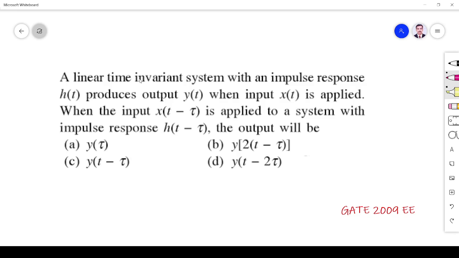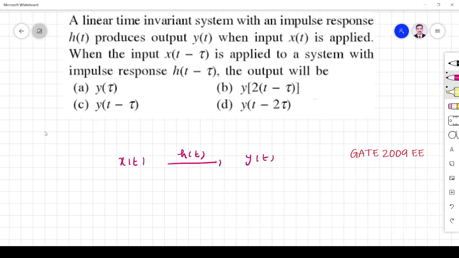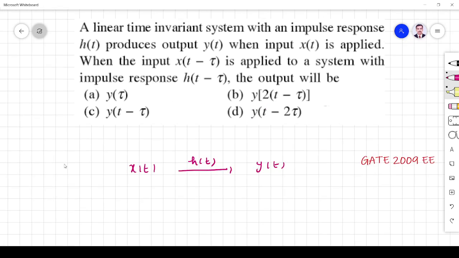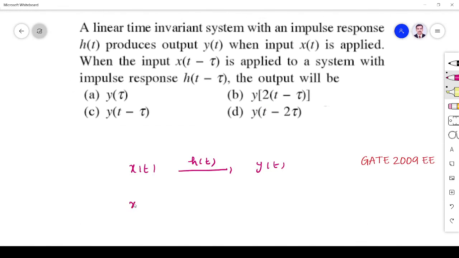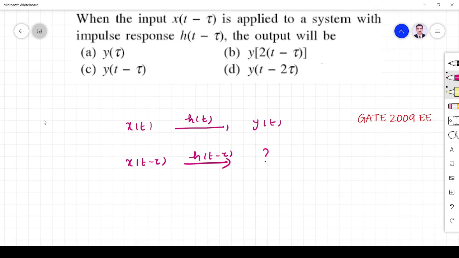The question is: an LTI system with the impulse response h of t produces output y of t when input is x of t. So when input is x of t, it produces y of t, impulse response is h of t. When input is x of t minus tau and impulse response is h of t minus tau, what is the output? That's what they are asking.